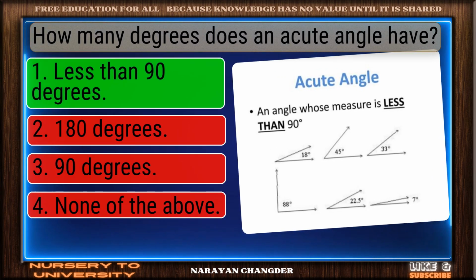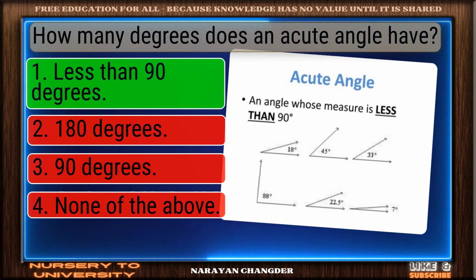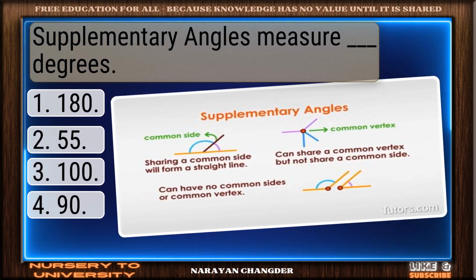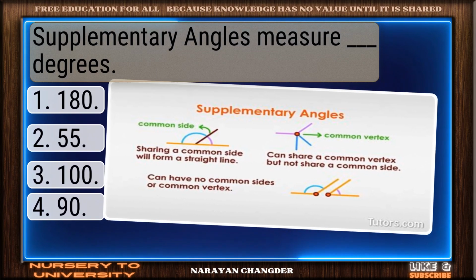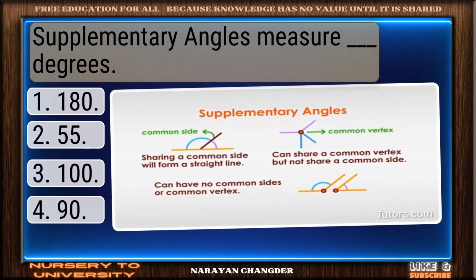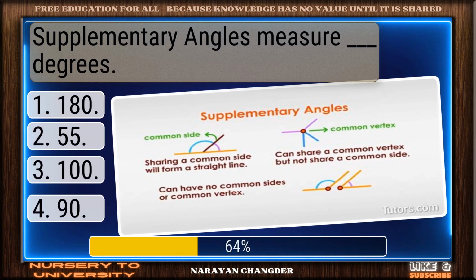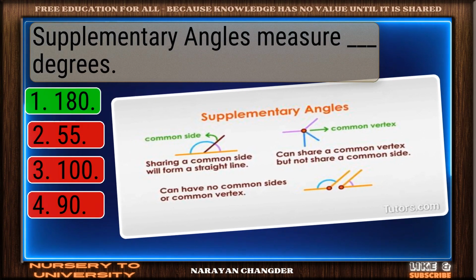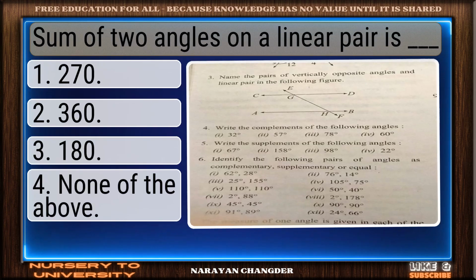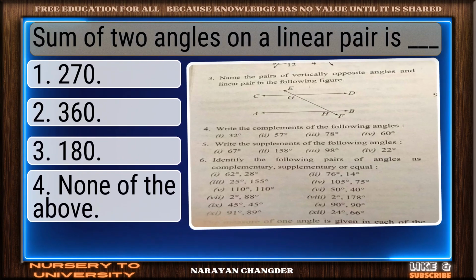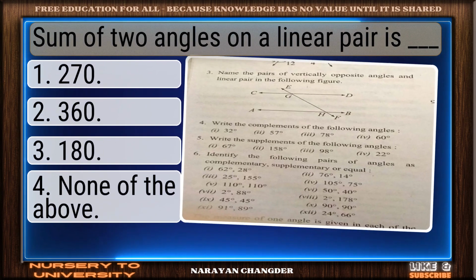Sharp thinking. Less than 90 degrees is the right choice. Question number 220. Supplementary angles measure dashed degrees. Valid point. 180 is true. Question number 221. Sum of two angles on a linear pair is dash.